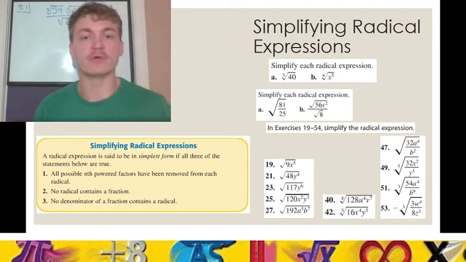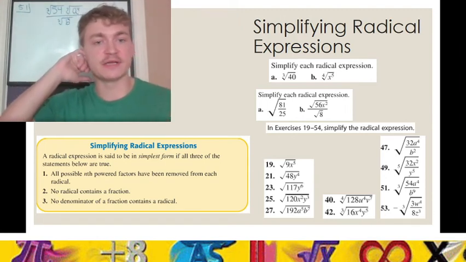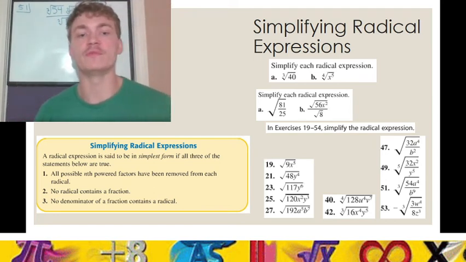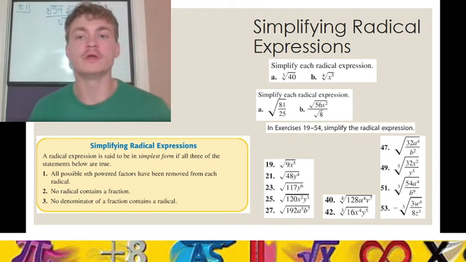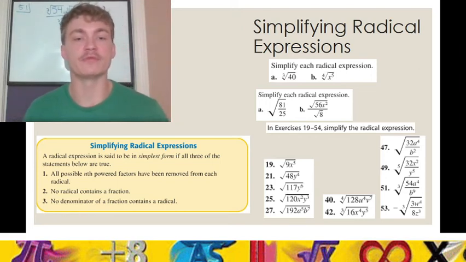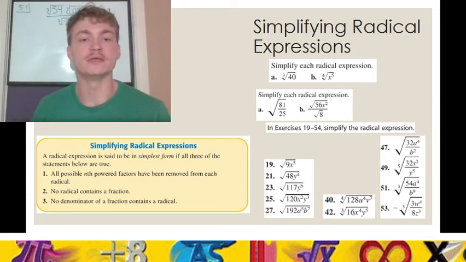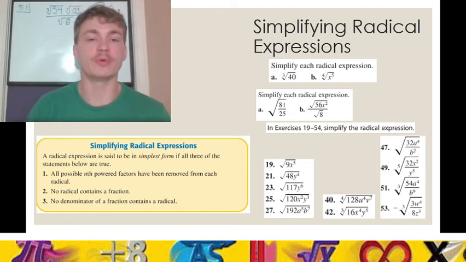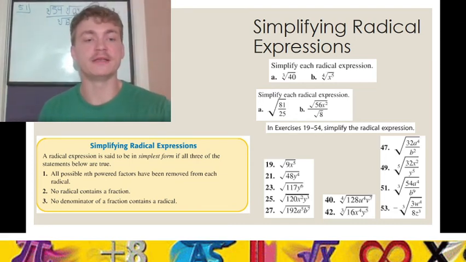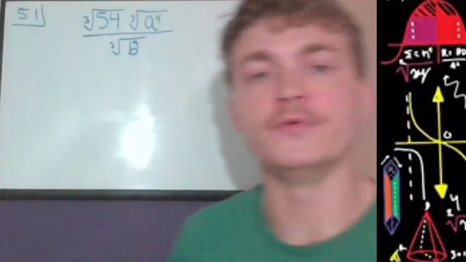Keep in mind here that our radical expression simplification steps tell us that all of the nth powered factors have been removed from each radical. In other words, here with our root of 3, any third powered factors, any base to the power of 3. Step 2, no radical contains a fraction. We no longer have a radical with a fraction due to our product rule. We broke it apart. And step 3, no denominator of a fraction contains a radical. Right now we have a radical in our denominator, so we need to find ways to get that taken care of. We'll go to the full view.